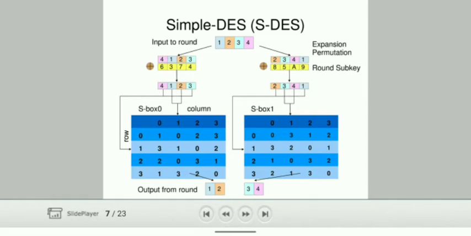Round. If you observe the combinations here, 1 2 3 4 is being expanded, and the expansion permutation output is being XORed with the round subkey, and the final outputs are being changed using S box 0 and S box 1. Output from round 1: from the first round we get 1 2, and from the second round we get 3 4. We get the final output from the round.